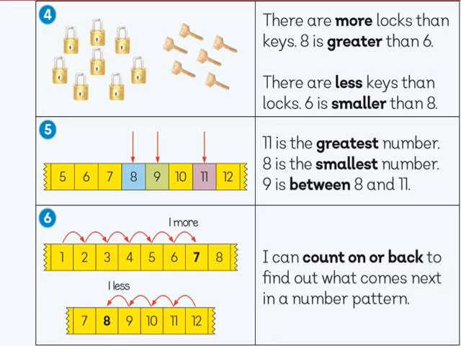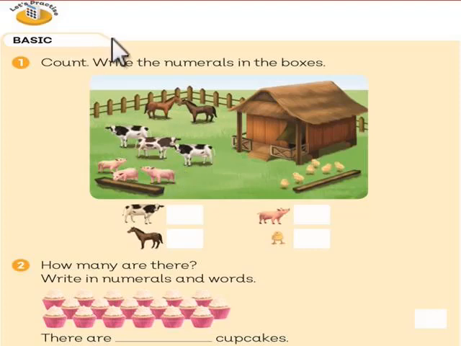Okay, here, let's review. Let's answer this question. Okay, write the numeral in the box. You can see the pictures from number 1. How many cows are there? Can you count the cows? Do you see the cows there? Okay, these are the cows.